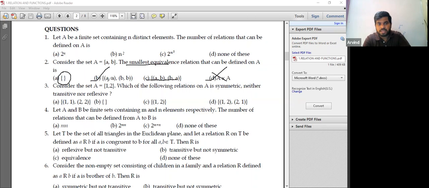So the smallest one: see, reflexive means A, A is there, B, B is there. Symmetric also holds. That is what I called trivial earlier. A, 1, 1, 2, 2, 3, 3, all three elements like that. This is the smallest equivalence relation. I hope it's clear.